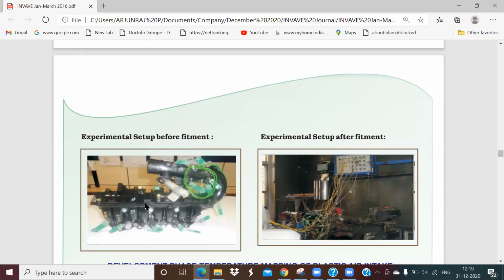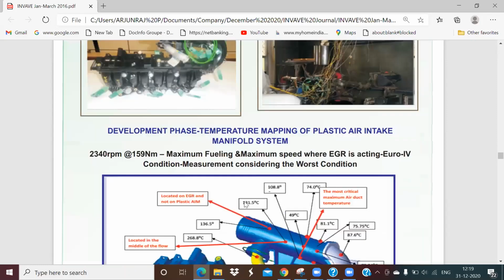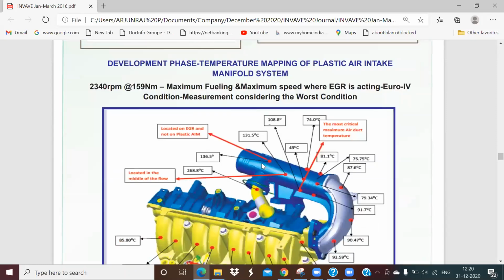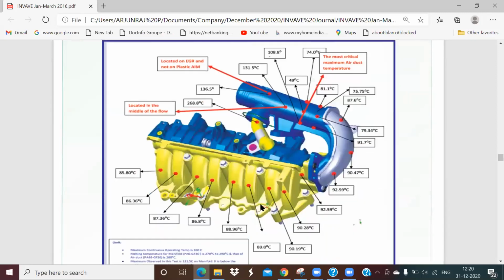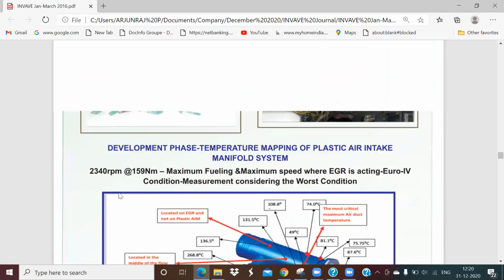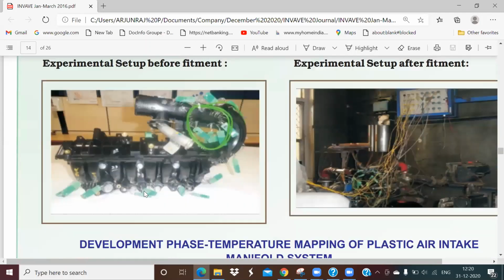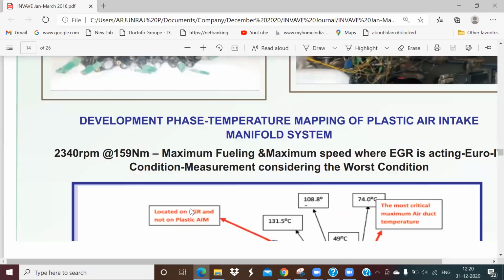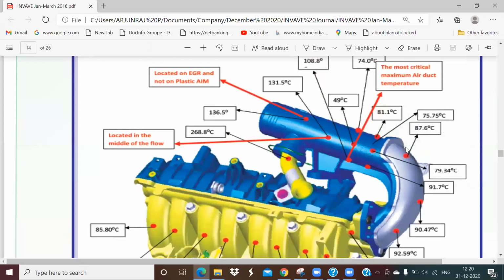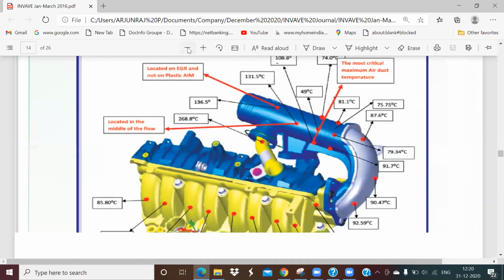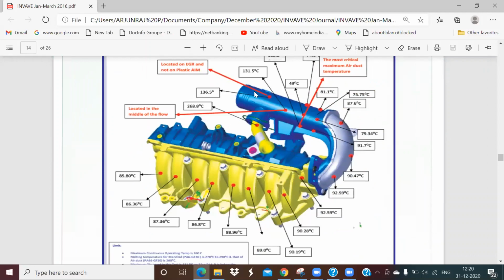And you see, this is the material, plastic material. The sensors measure the temperature. Different temperatures are taken to ensure that it is not going to the melting point, melting temperature. This is the sensors to measure the temperature. Whatever the sensors, we have tested at different temperature values.